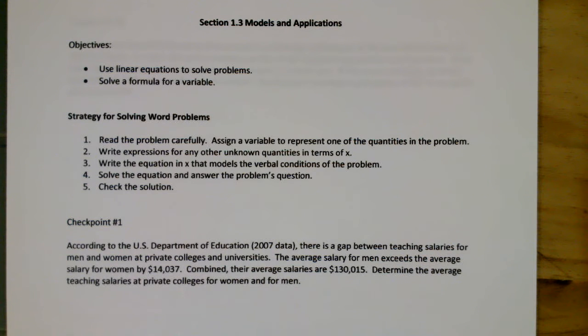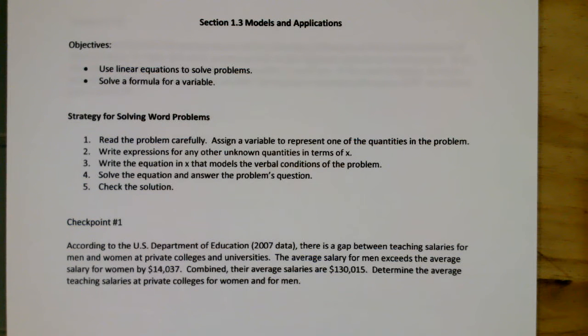Now, on this screen, we do have a strategy for solving word problems. Number one, you want to read the problem carefully and assign a variable to represent one of the quantities in the problem. Number two, you want to write expressions for any other unknown quantities in terms of x. Number three, you want to write the equation in x that models the verbal conditions of the problem. Number four, solve the equation and answer the problem's question, okay? So you don't want to just solve for the x. You want to make sure that you answer the problem's question.